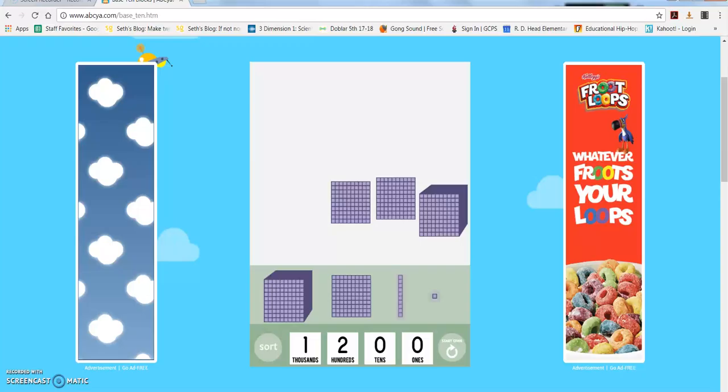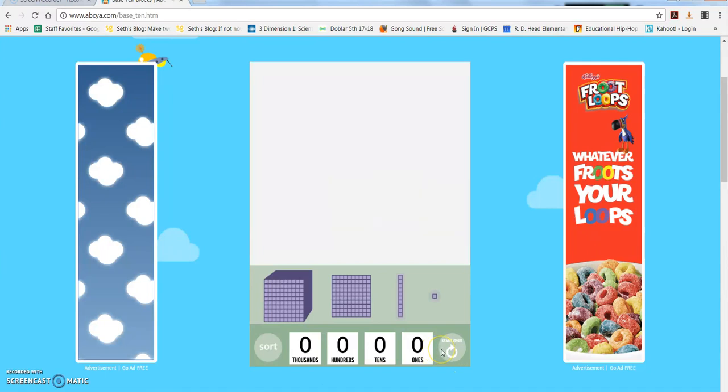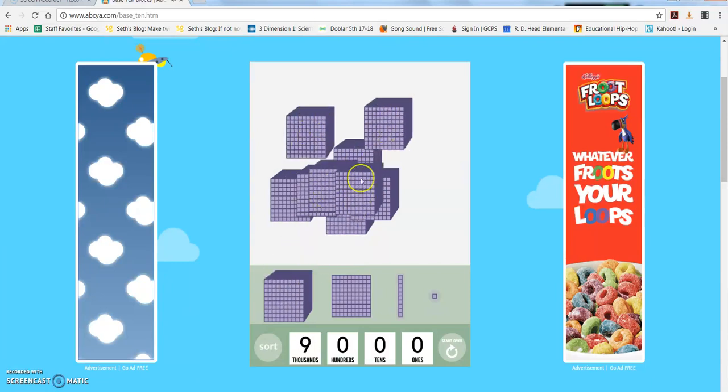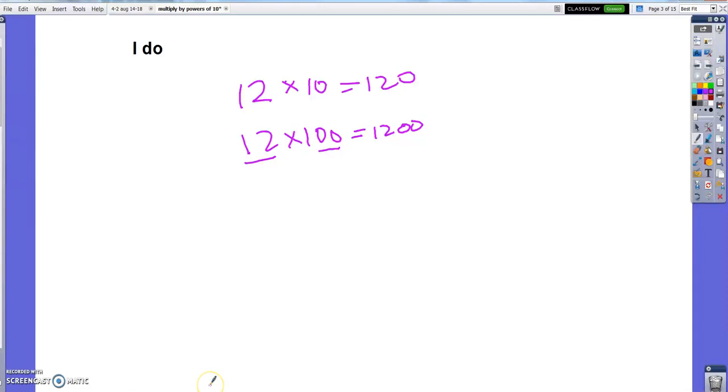Now, I don't think it'll regroup thousands for me. I'll try. Let's see. 1, 2, 3, 4, 5, 6, 7, 8, 9, 10. Won't even let me do it, because there's not enough room down here for it. So that'd be 10,000, 11,000, 12,000. And you can see that 12 times 1,000 would be 12,000.